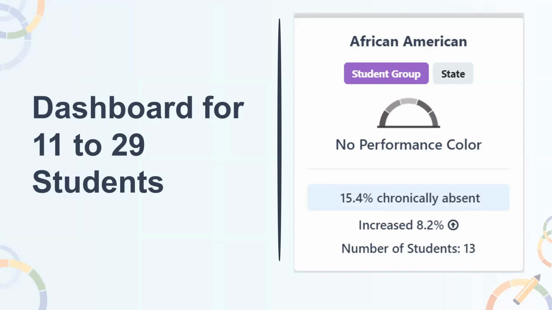Again, there is an option to select the student group or compare it to the state student group results. Any LEA school or student group with 11 to 29 students in the denominator is not held accountable for DA at the LEA level and CSI and ATSI at the school level.